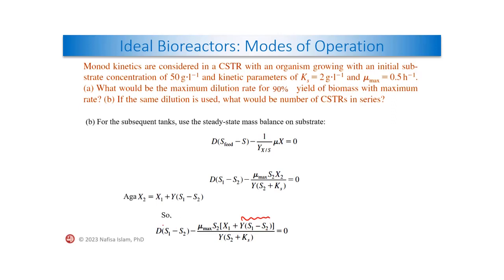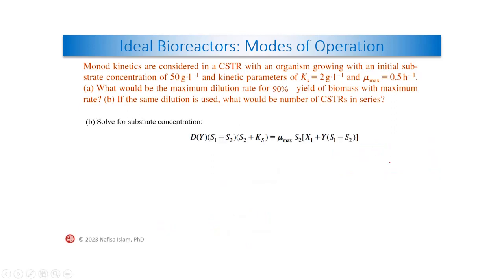So let's see again. Do we know D? Yes. Do we know S1? Yes. Do we know S2? No. Do we know mu max? Yes. Do we know X1? Yes. Do we know Y? Yes. Do we know KS? Yes. So you have basically a single equation where you don't know S2. So can we solve it?